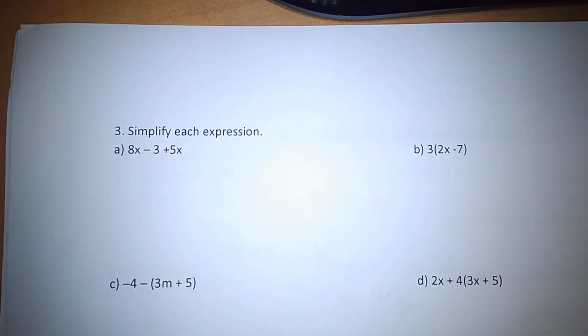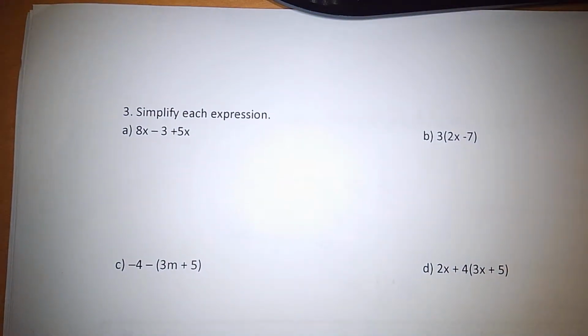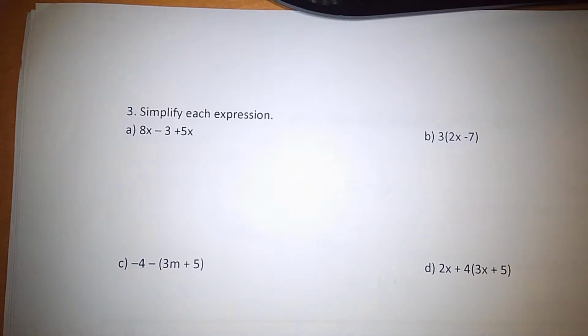Alright, so let's move on to the next page of the question. The next page of the questions are just one type. Simplify each expression, okay? How to do it? If we have parentheses, what do we do? Get rid of the parentheses, clear the parentheses, right? And then we find what? Identify like terms, and then combine like terms.